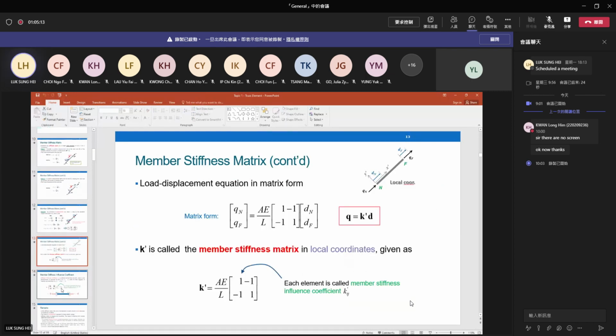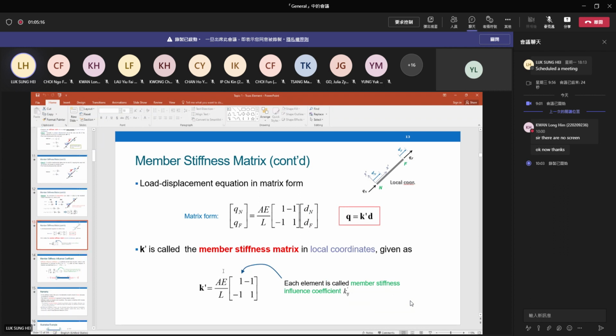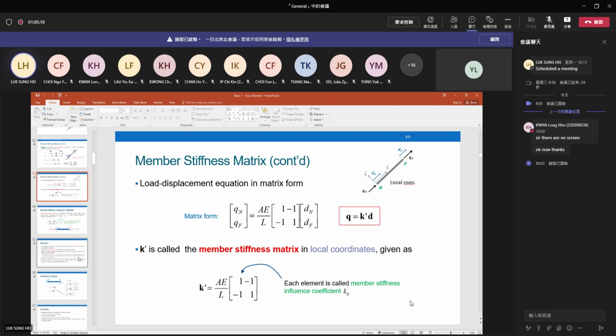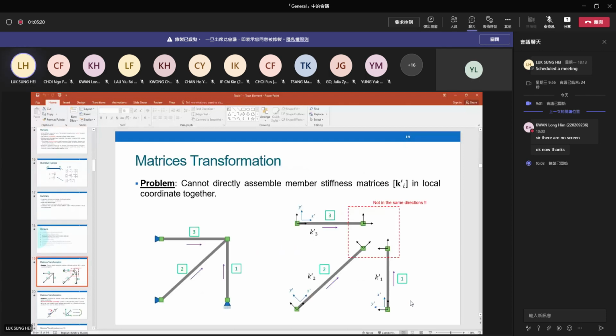After this, I mentioned the limitation of these local equations. The limitation is that if you have three members with different orientations, we cannot directly combine the equations together because they are along different directions. You need to convert the directions. This procedure is called transformation. You need to transform force and displacement into the same coordinate system. Otherwise, you have no chance to put all the things together.